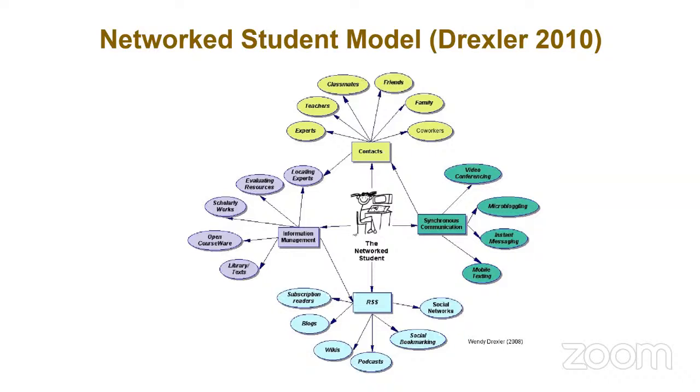For example, they can contact expert teachers, classmates, friends, family, and content also. That is the contact part, and they can interact through virtual conferencing, microblogging, instant messaging, and mobile teaching. And there is the information part, where they can go to open courseware, social work, and all types of things you are giving, and how you engage the student through blogging. So there are different models.